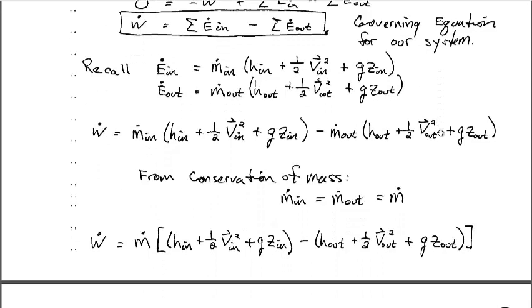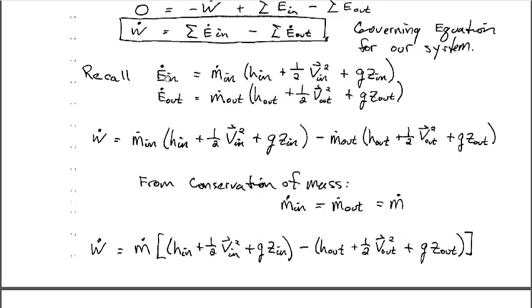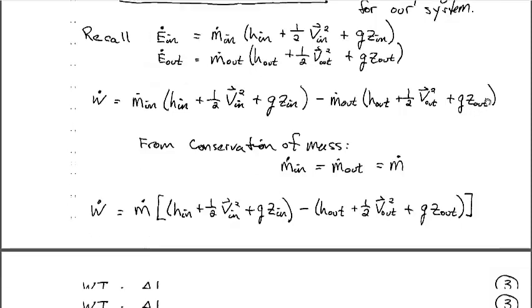So if we include these definitions for our energy in and energy out rate terms, then our W dot equation, this equation up here, I'm just filling in the details about E dot in and E dot out down here. Substituting E dot in, we have M dot in times the enthalpy in plus the kinetic energy in plus the potential energy in, minus our E dot out terms. So our E dot out is M dot out times the enthalpy out plus the kinetic energy out plus the potential energy out.